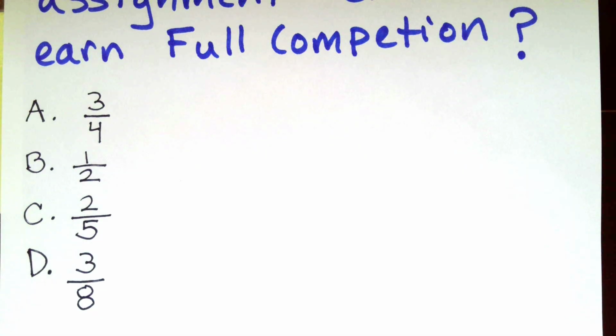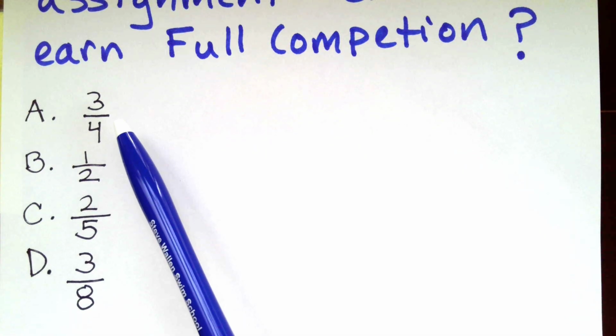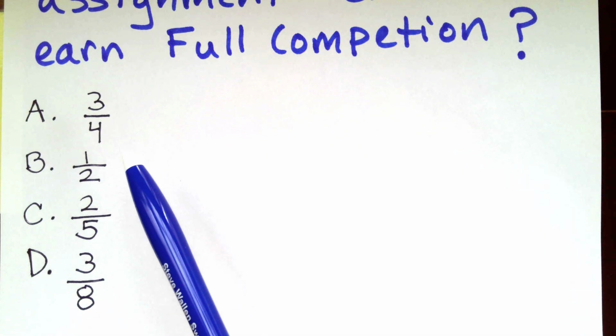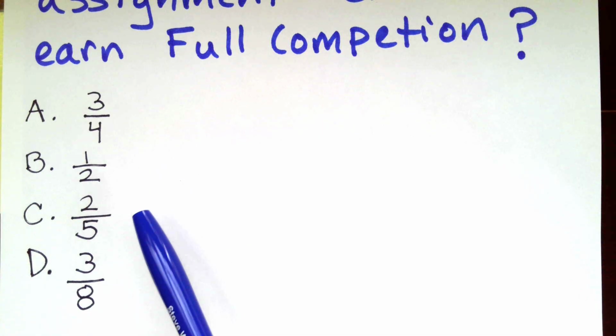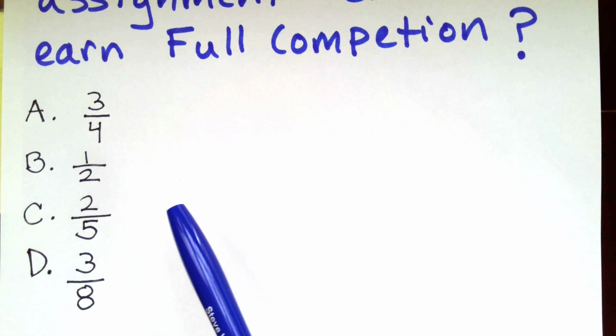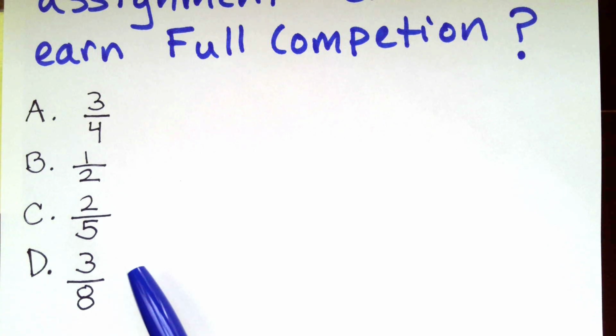All right, so we have option A, 3/4. Option B, 1/2 of the assignment remains. Option C, 2/5 of the assignment remains. Or D, 3/8 of the assignment remains.